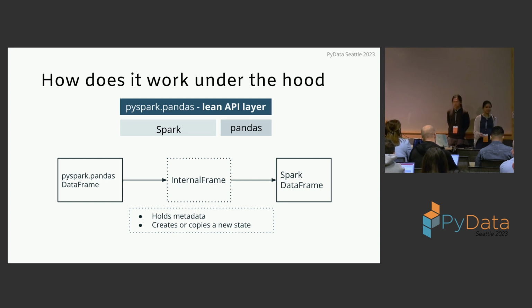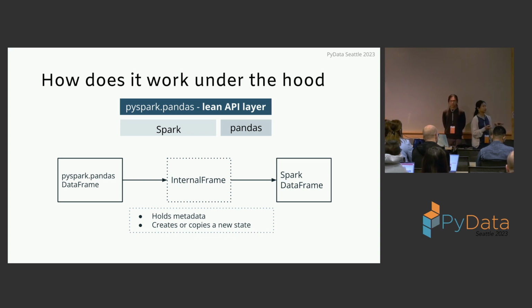So how does it work? It seems like magic, which is great because then you and I don't really need to know about the implementation details. But just to give you a very high level view to whet your appetite, pyspark.pandas provides a lean API layer that sits on top of Spark and Pandas. To communicate between PySpark Pandas and the Spark data frame, there's something called an internal frame that's basically acting as a communication bridge between the two.